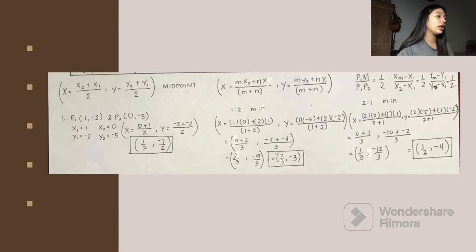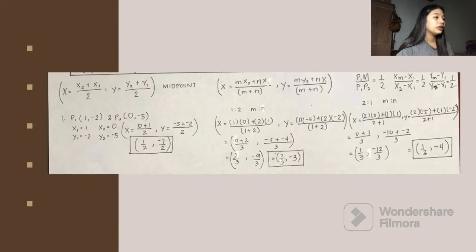P sub 1, 1, negative 2, P sub 3, 0, negative 5. X sub 1 is equal to 1. Y sub 1 is equal to negative 2. X sub 2 is equal to 0. Y sub 2 is equal to negative 5. So let's plug in the given to the formula of midpoint. X is equal to 0 plus 1 over 2. Y is equal to negative 5 plus negative 2 over 2. So X is equal to 1 over 2 and Y is equal to negative 7 over 2. So the ordered pair now is 1/2, negative 7 over 2.